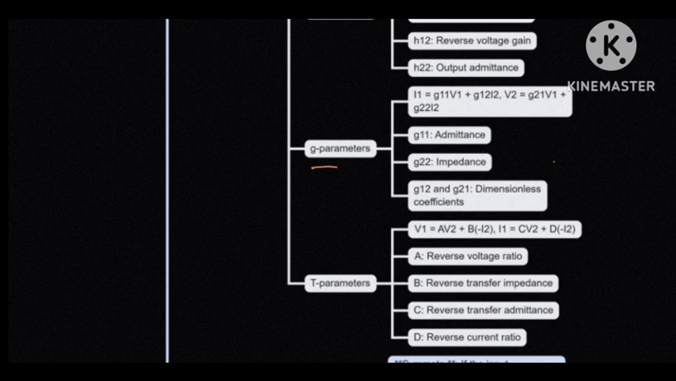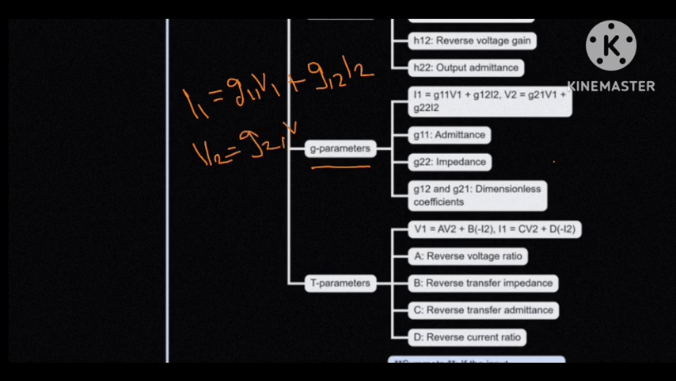Next is the G parameter. The formula of the G parameter is given as I1 is equal to G11 V1 plus G12 I2, V2 is equal to G21 V1 plus G22 I2. So G11 is known as the admittance, G22 is known as the impedance, and G12 and G21 are dimensionless coefficients.